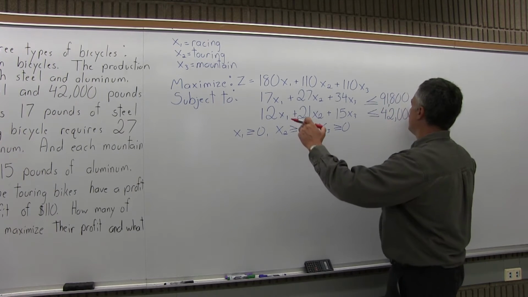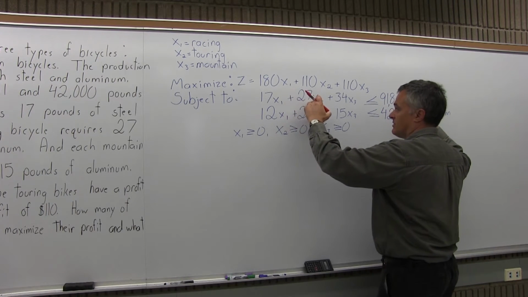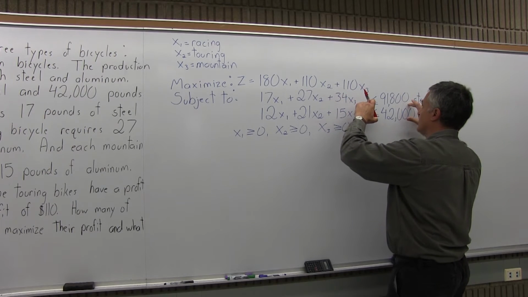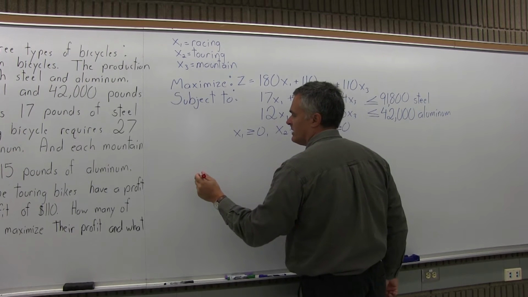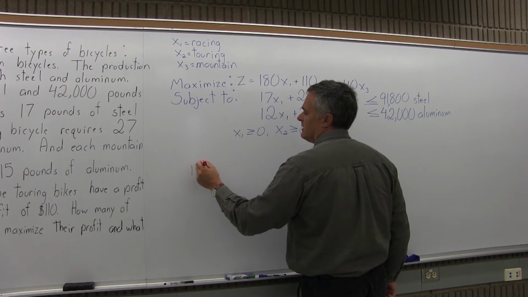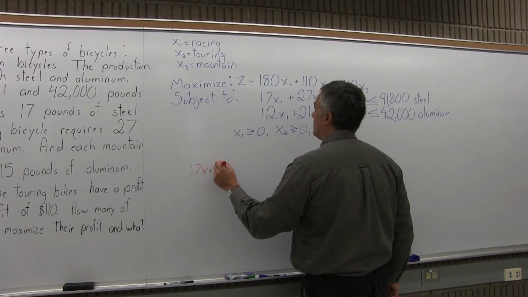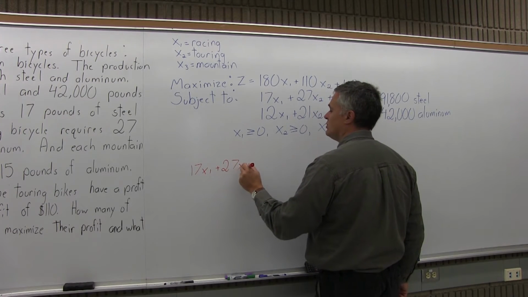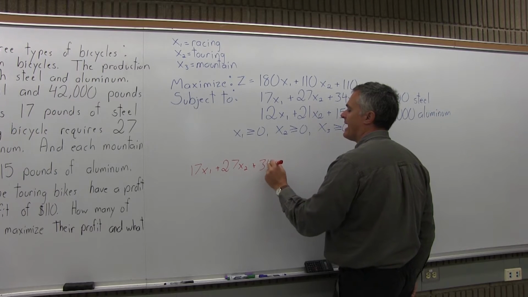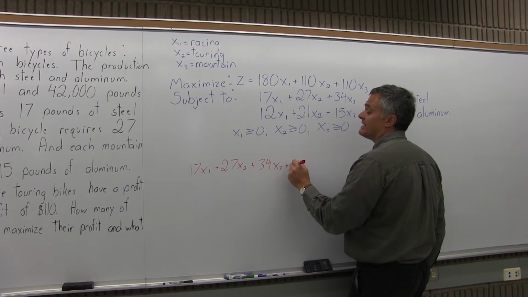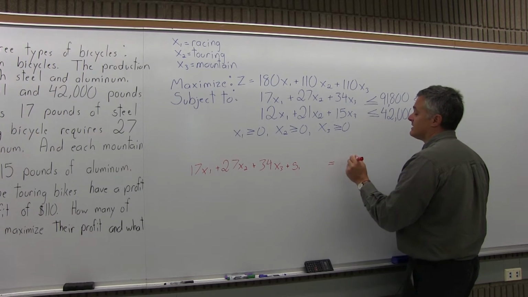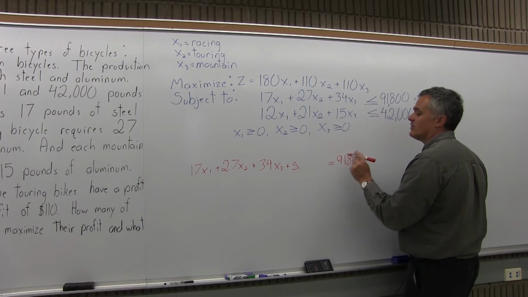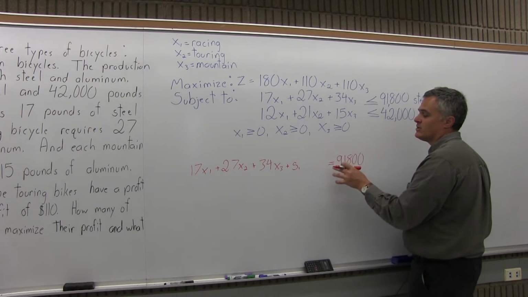Now my first constraint for the amount of steel used, the 17X1 plus 27X2 plus 34X3 is less than or equal to 91,800. I'm going to rewrite that as an equation, and it's going to be 17X1 plus 27X2 plus 34X3 plus S1 for slack. I'm going to leave a little bit of a space. And I'm going to put equals now instead of less than or equal to, equals 91,800. So now it's an equation. It was a less than or equal to, now it's an equation.